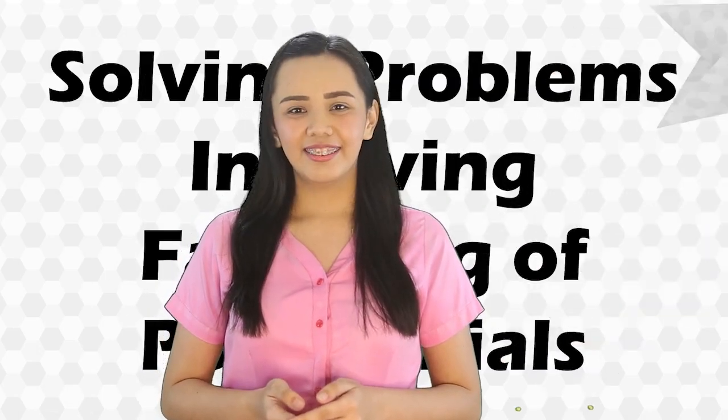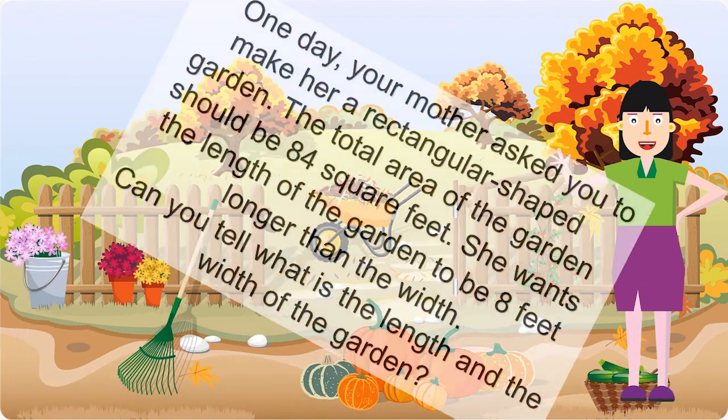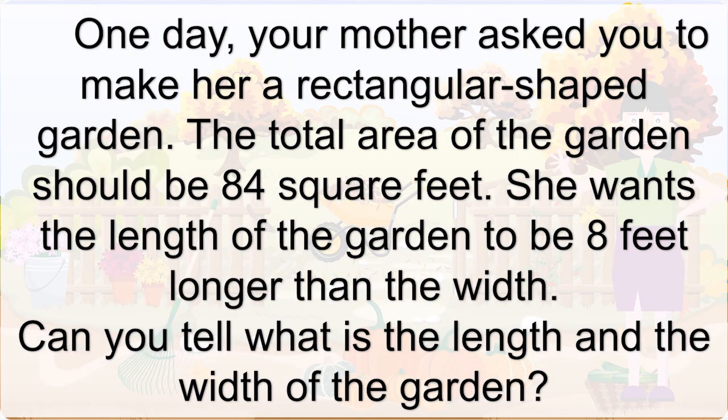Our last topic for today will be about solving problems involving factoring of polynomials. One day, your mother asked you to make her a rectangular shaped garden. The total area of the garden should be 84 square feet. She wants the length of the garden to be 8 feet longer than the width. Can you tell what is the length and the width of the garden?